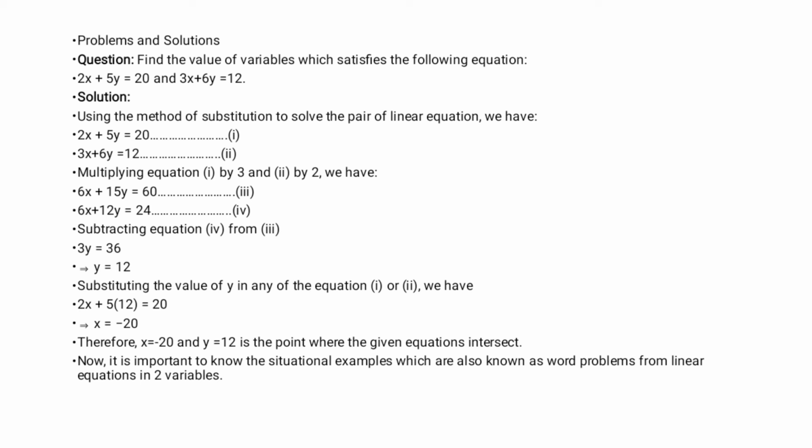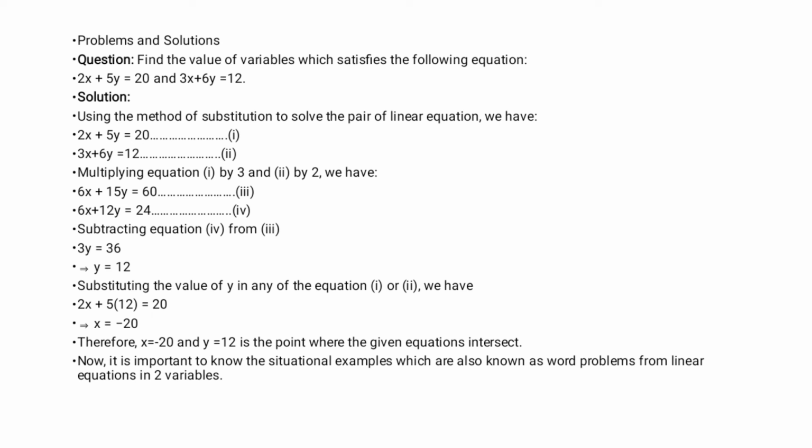Subtracting the second equation from the first equation, it will become 3y equals 36, so y is equal to 12. Then substituting the value of y in either the first or the second equation, we have 2x plus 5 times 12, which is 60. Then the value of x, if the value of y is 12, is negative 20. Therefore, x equals negative 20 and y equals 12 is the point where the given equations intersect.